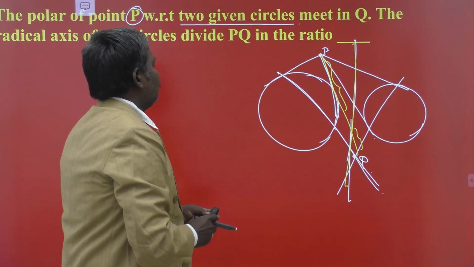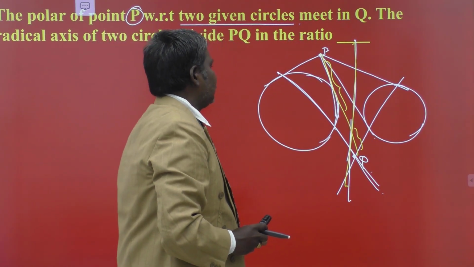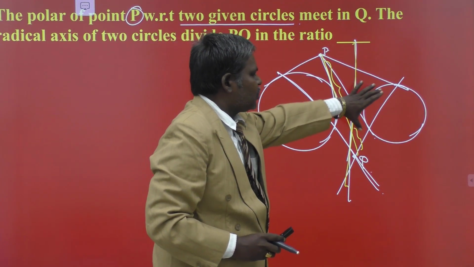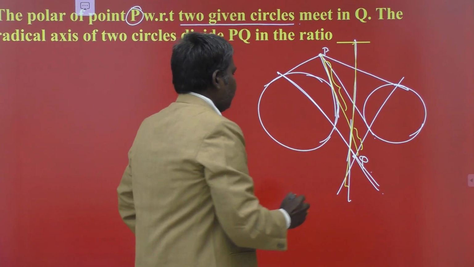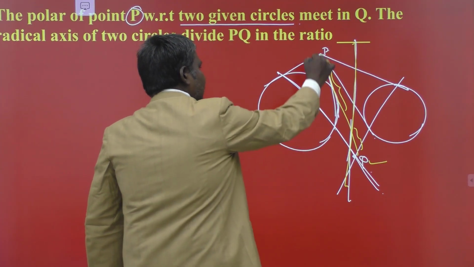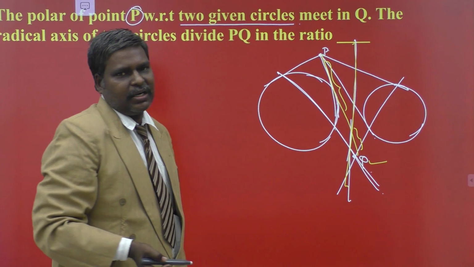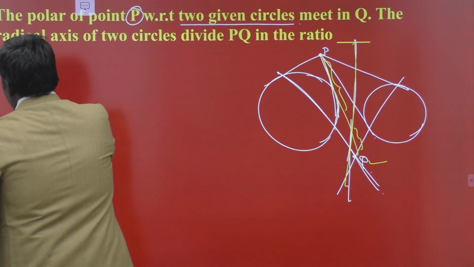This is the meaning of the question. There are 2 circles. P is any point in this plane. Write the polars of P with respect to the 2 circles. They meet at this point Q. Then the line joining PQ is divided by that radical axis in what ratio? What is the ratio they are asking? For that, what you have to do?